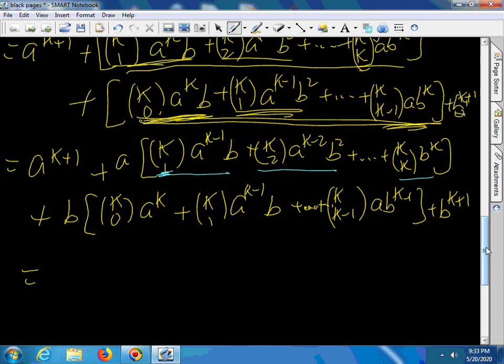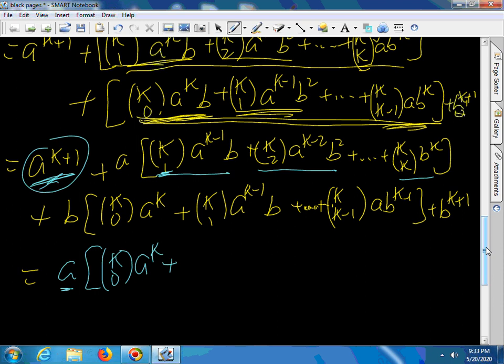So this is a. I'm going to hold off on this for a second. This is a times, now I'm going to write this in here. K choose 0 is 1, K choose 0 is 1 times a to the k. Why a to the k? Because I factored out one of these a's.